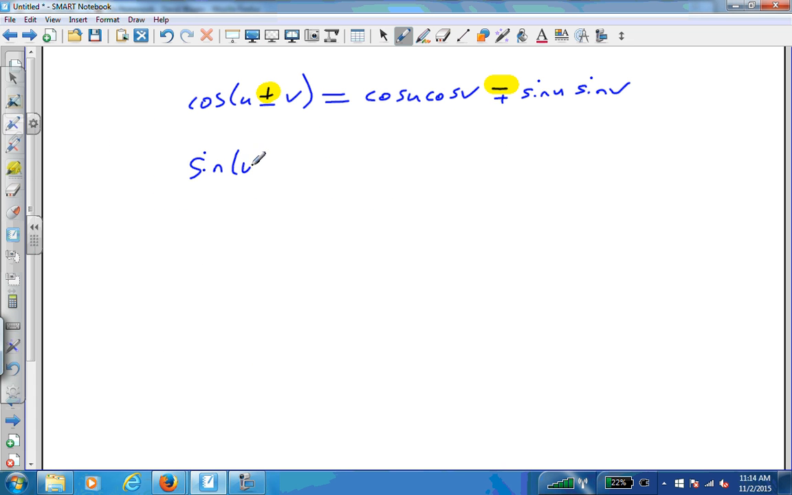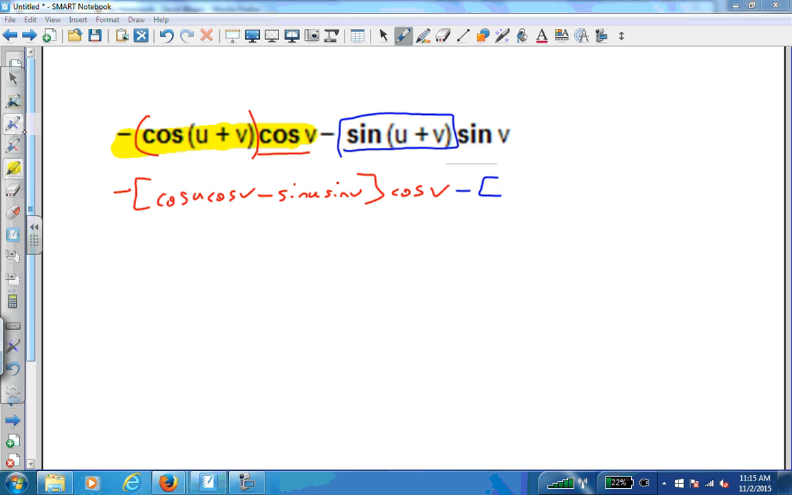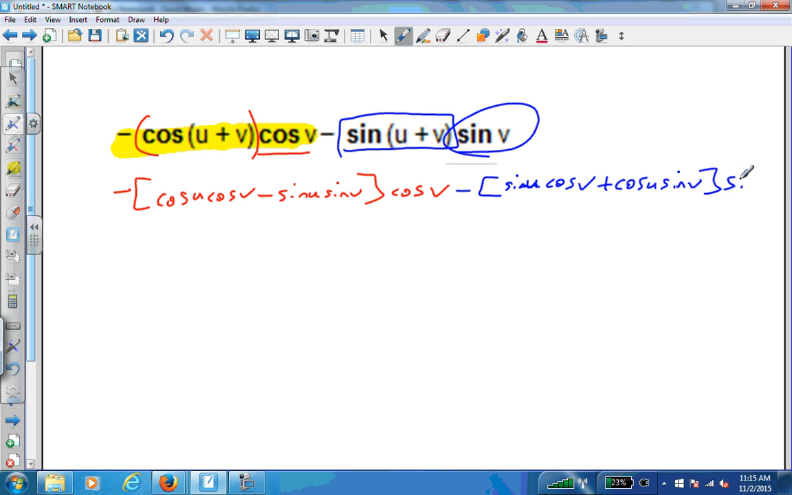So the sine u plus or minus v, that's sine u cosine v plus or minus cosine u sine v. So if it's plus here, it's plus there. So that'll be sine u cosine v plus cosine u sine v. Then that's multiplied times sine v.